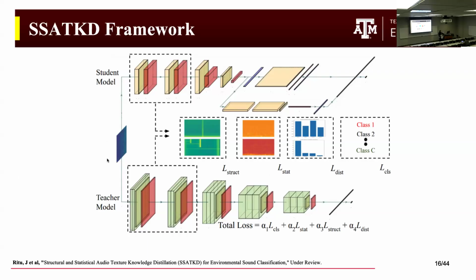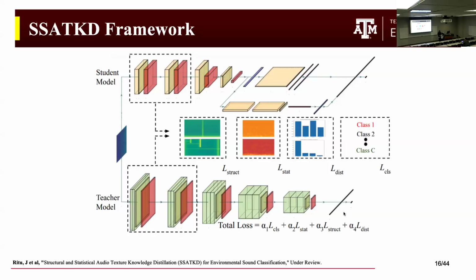Given an input, the input will be passed through both the teacher model and the student model. After the second convolution layer of the student network and the teacher network, I will extract those feature maps, because textures are more prominent in the earlier stages of the network. That's why we extract from those earlier layers. After extracting those features from the second layer of the student and teacher, we will extract some structure and statistics from the feature maps and distill that knowledge between teacher and student.